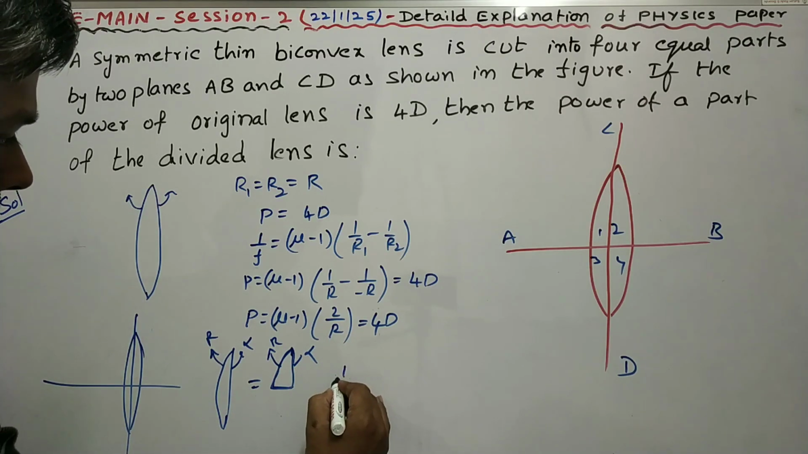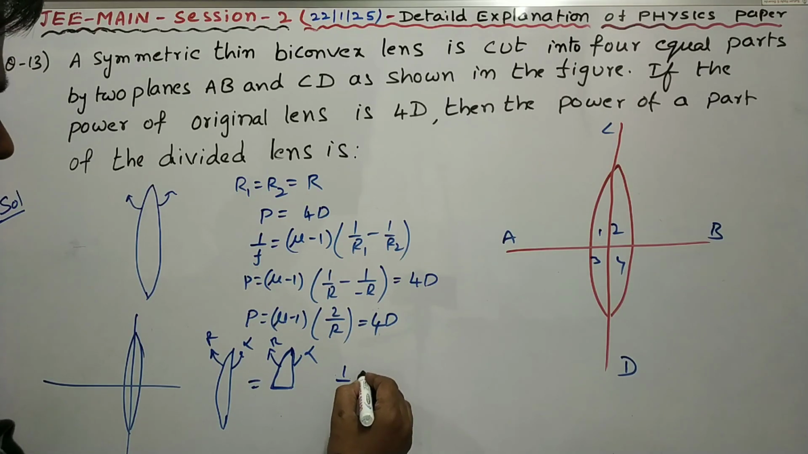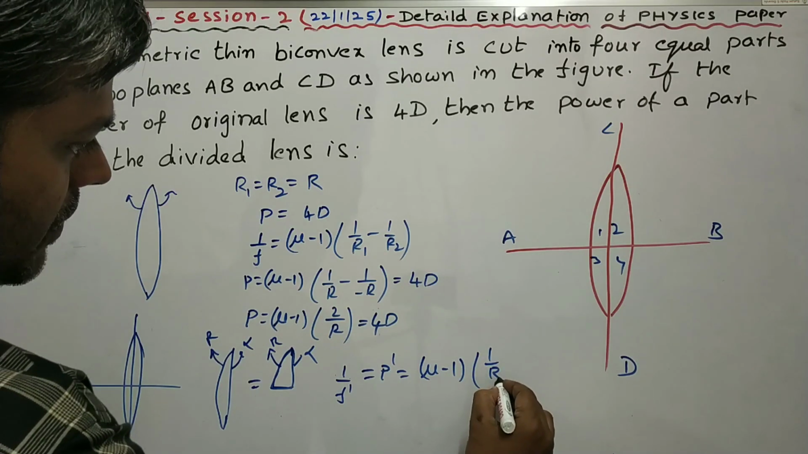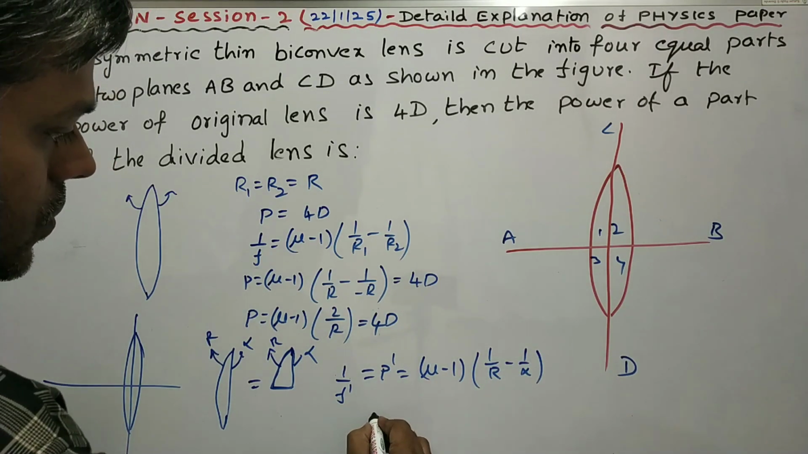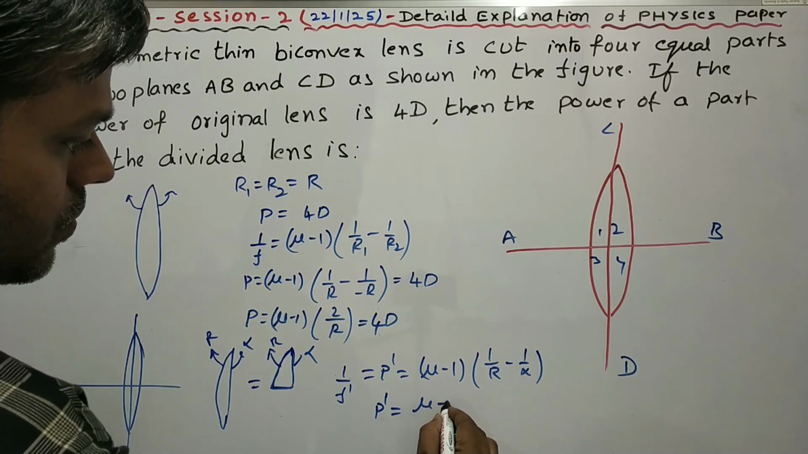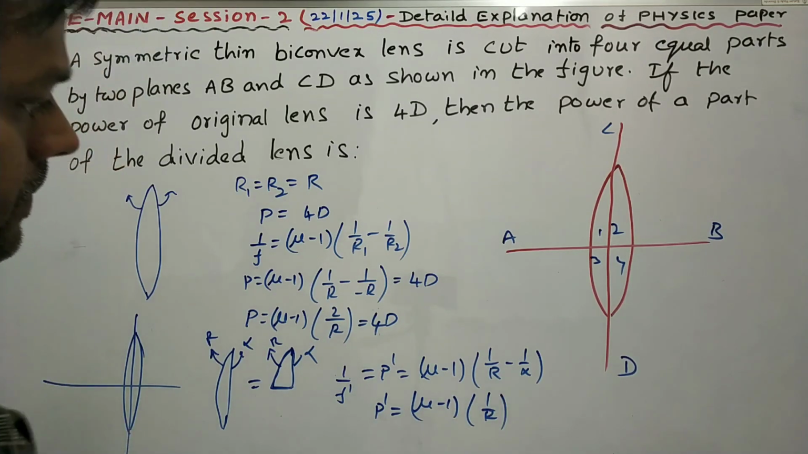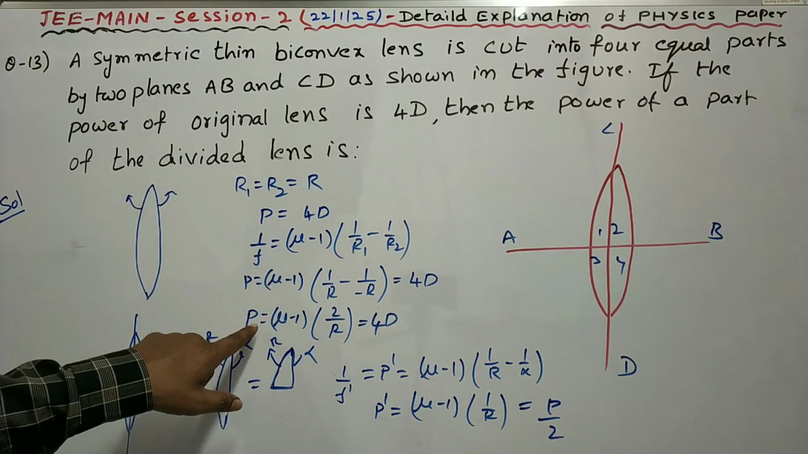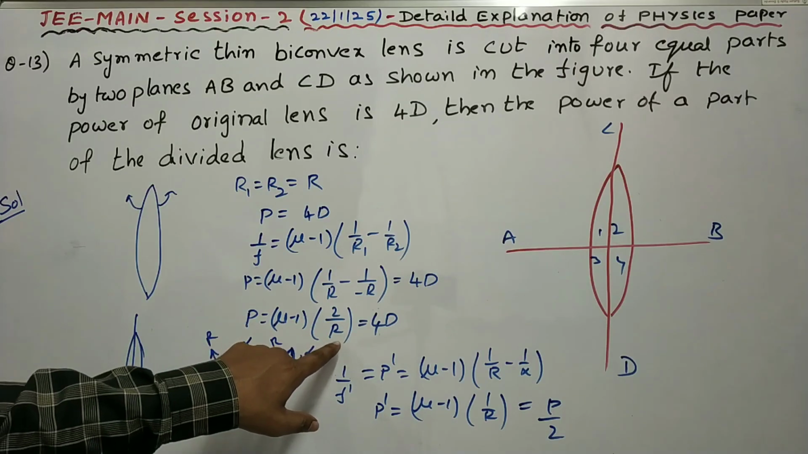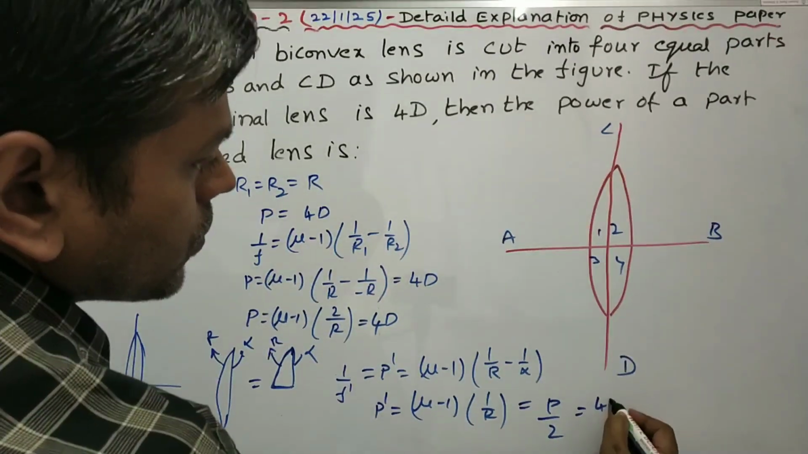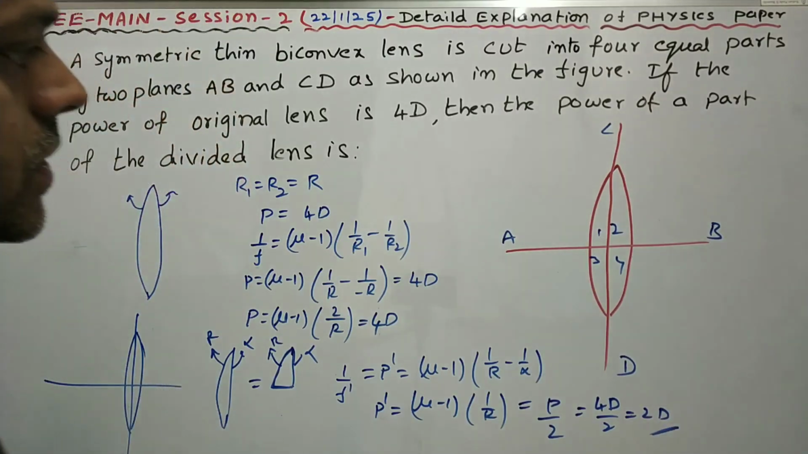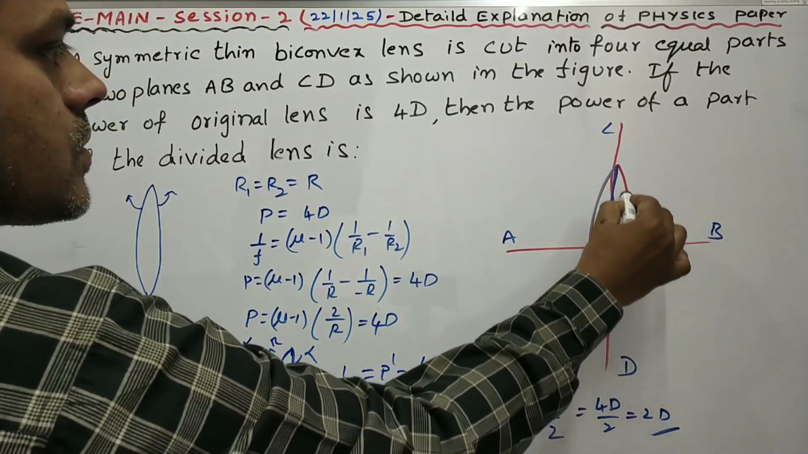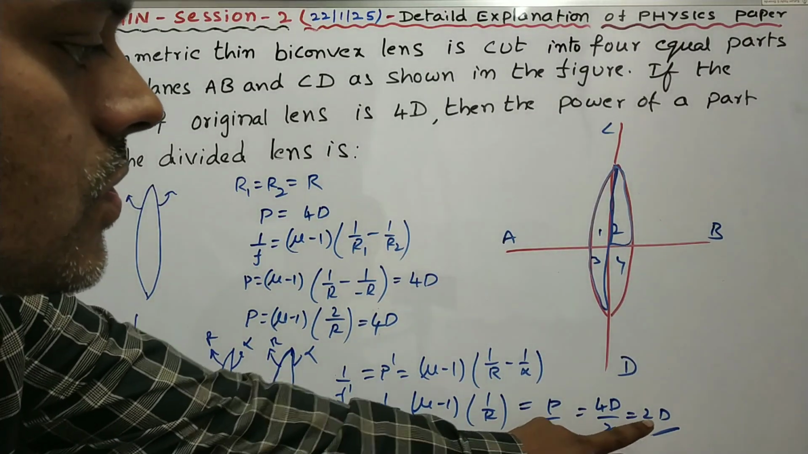So for the new one, 1 by F dash, which is P dash, is equal to (mu minus 1) into (1 by R1, equal to R, minus 1 by infinity). So you get P dash is equal to (mu minus 1) into 1 by R, isn't it? But you know P is equal to (mu minus 1) into 2 by R. When it is divided by 2, you get 1 by R, which is equal to 4D by 2, that means 2D. So the new piece, whether you take this one or this one, any one of them, has power equal to 2D. Right.